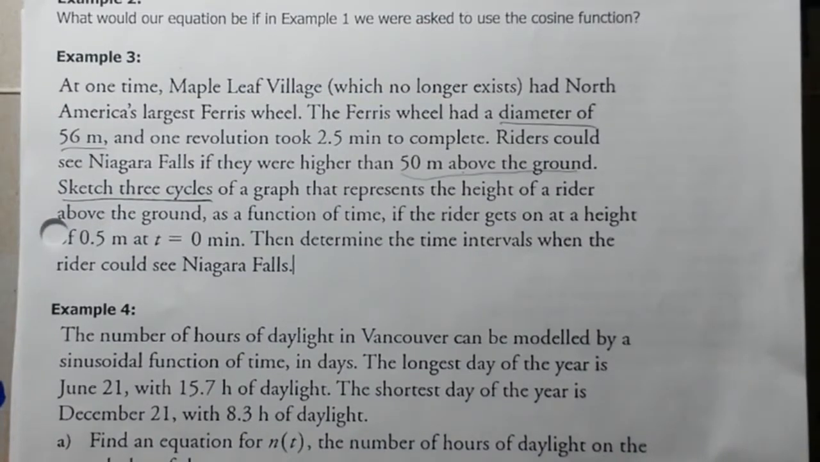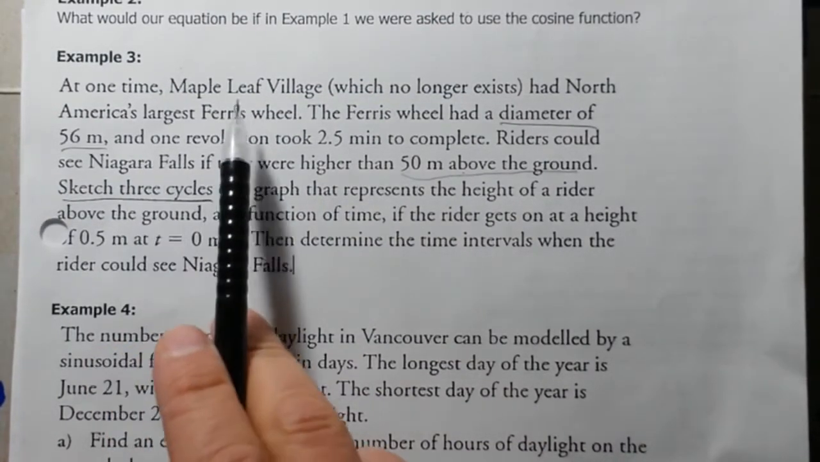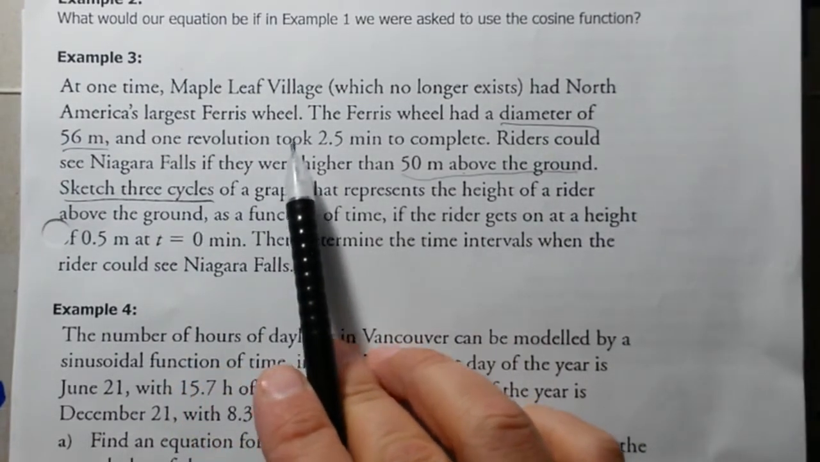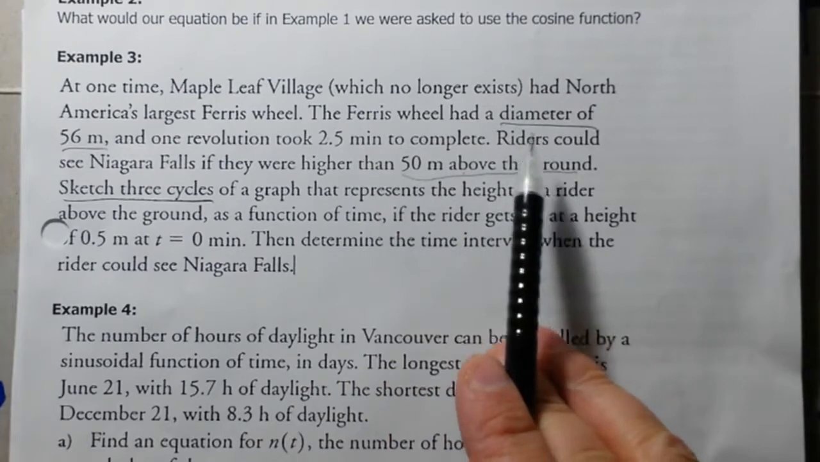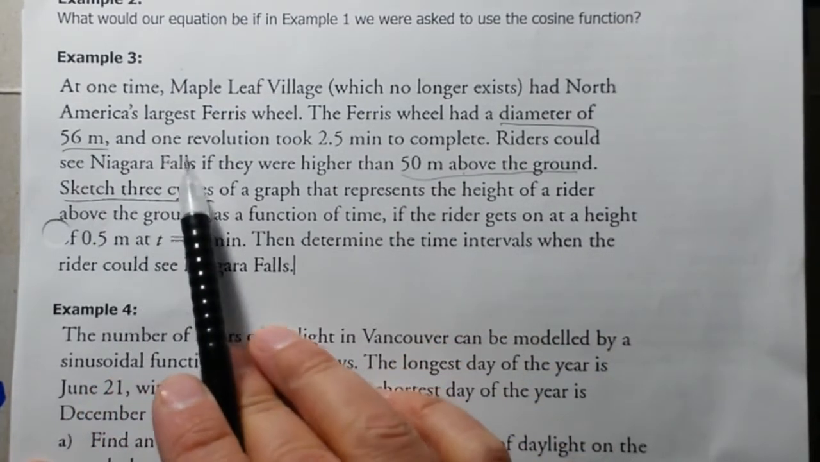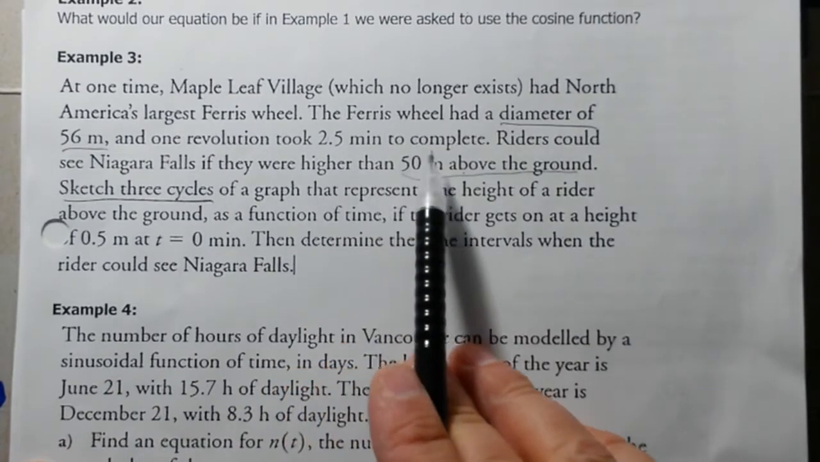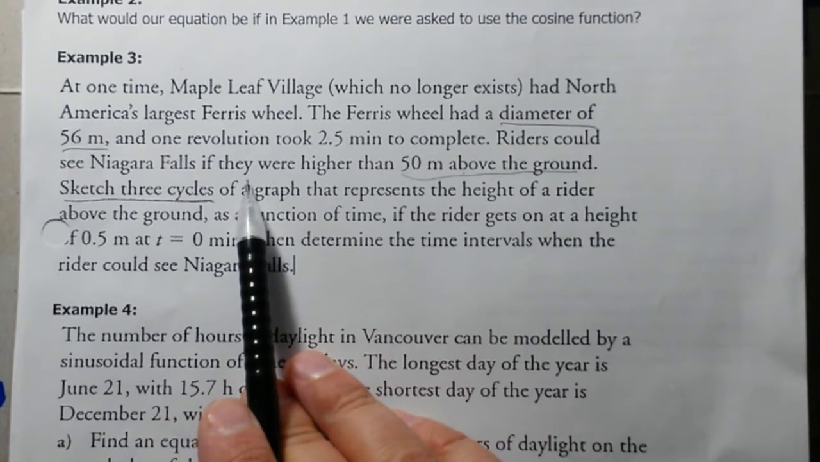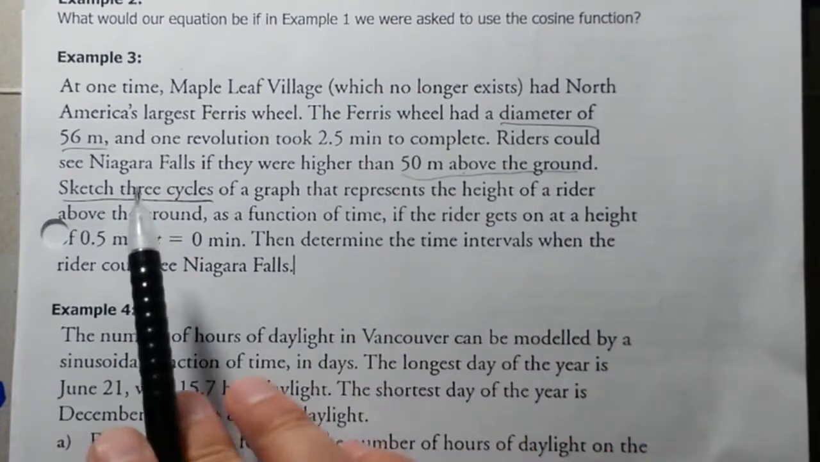Let's take a look at another example. At what time Maple Leaf Village had North America's largest Ferris wheel? The Ferris wheel had a diameter of 56 meters and one revolution took 2.5 minutes to complete. Riders could see Niagara Falls if they were higher than 50 meters above the ground.